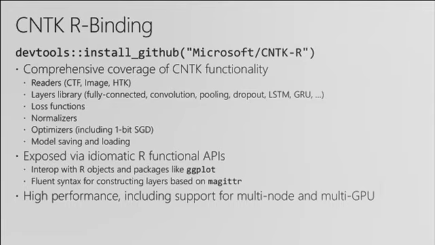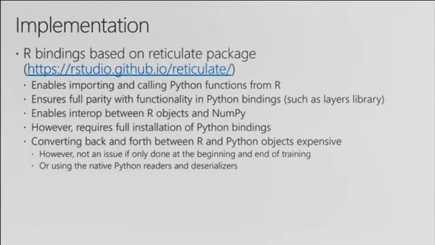It's high performance. Essentially, I think it's maybe 5% slower than native Python, and including support for multi-node and multi-GPU training. So this R binding is written based on the reticulate package. Essentially, it enables importing and calling Python functions directly from R. We have full parity with Python bindings because the Python layers are very thoroughly tested. So we make sure that this R binding is as accurate as it should be. And it does enable interop between R objects and NumPy. It does require full installation of Python bindings.